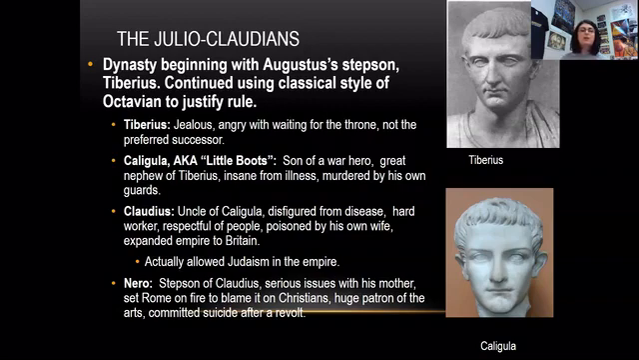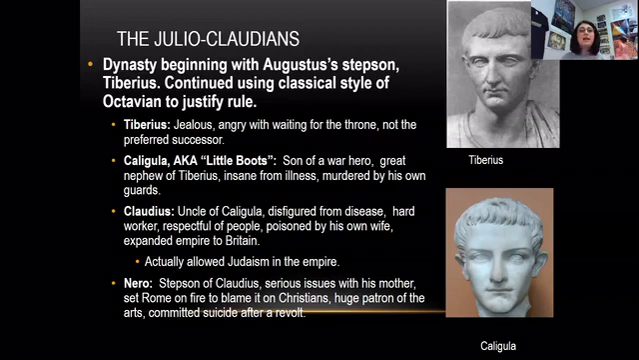So after Caesar Augustus passes away, we get his stepson Tiberius. And Tiberius had been waiting a very, very long time to rule and was not necessarily the nicest guy about it. In fact, he is one of the ones that really starts the persecution of the Christians. He was the emperor when Jesus of Nazareth was crucified, just to give you an idea of that time frame.